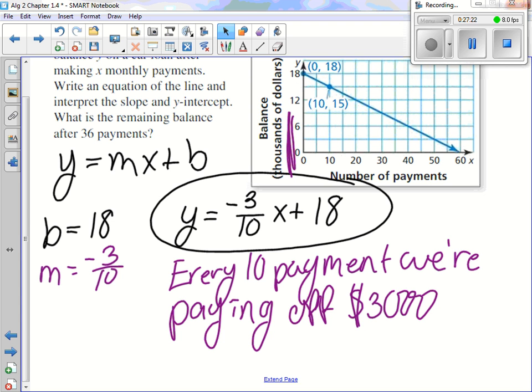Now, what does the y-intercept tell me? The starting balance. So if the starting balance was 18, it started off at how much? $18,000. It started off at $18,000.